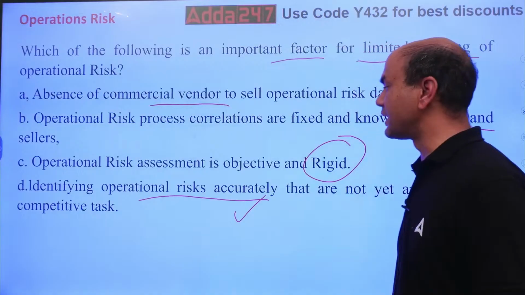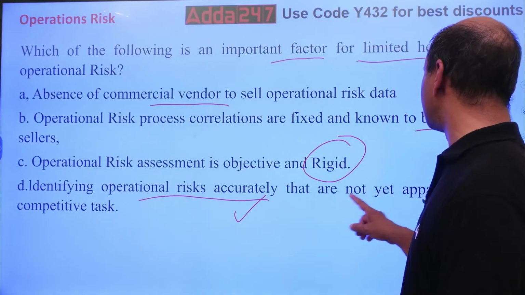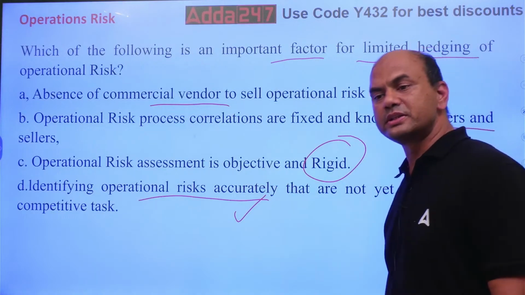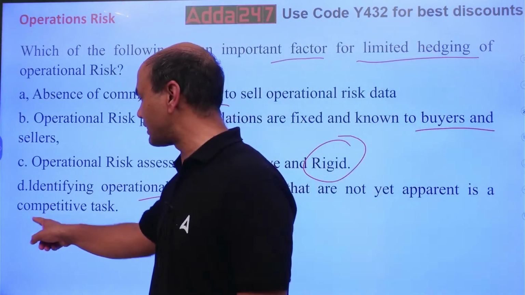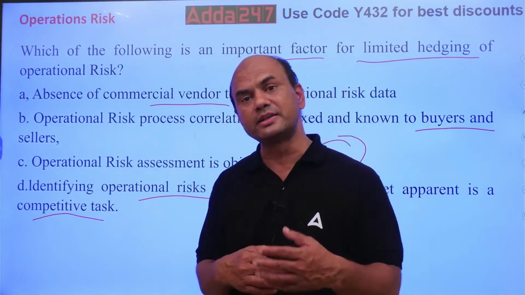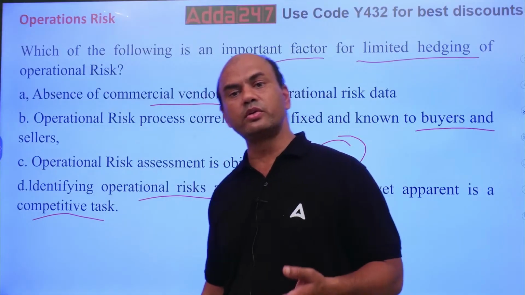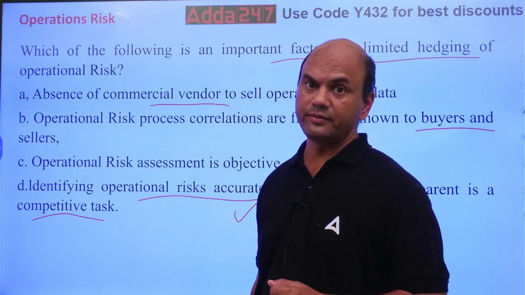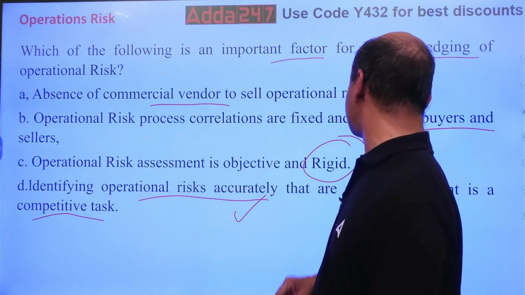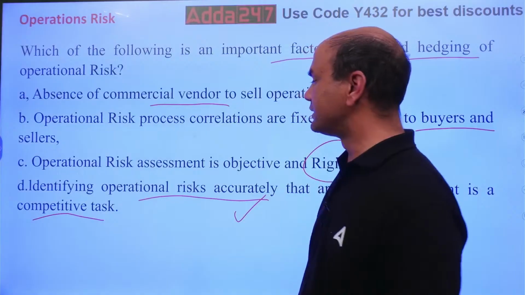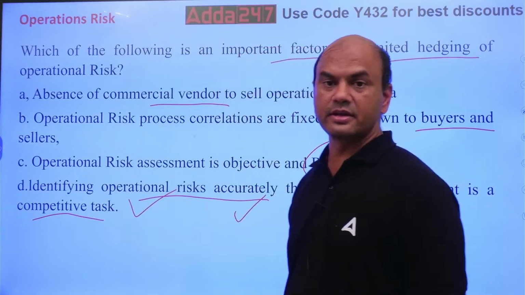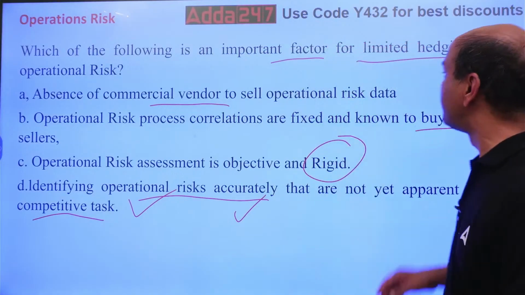Identifying operational risk accurately and that are not apparent is a competitive task. Competitive means what here? Whatever is going on in the market, as per your competition, you have to be in that race. Whatever others are doing, you have to do that. So identifying operational risk accurately that are not yet apparent is a competitive task. So this is the real factor. So this is the D answer, the right one.